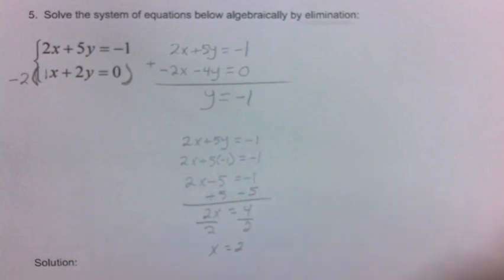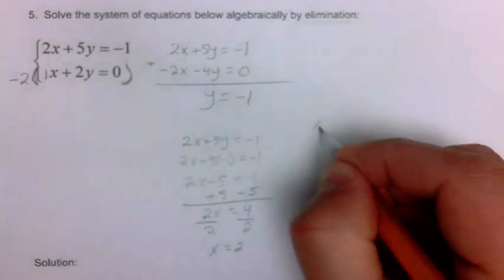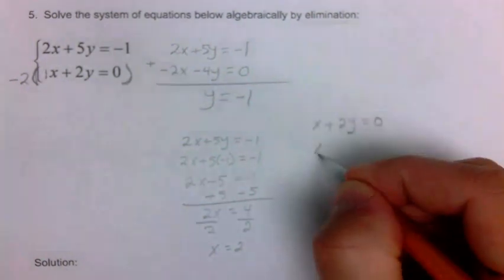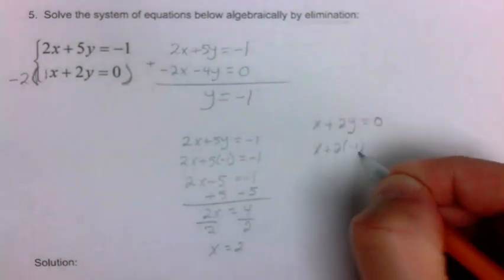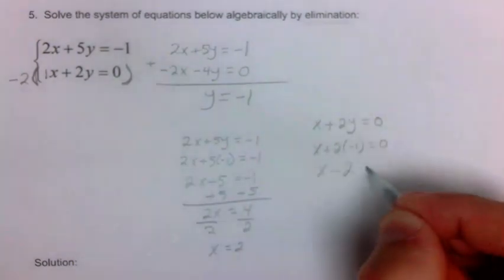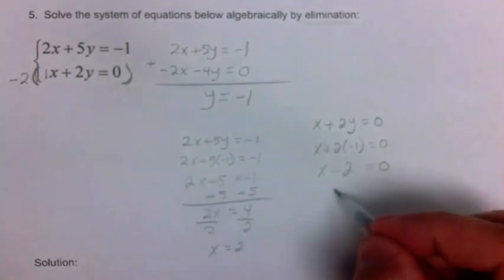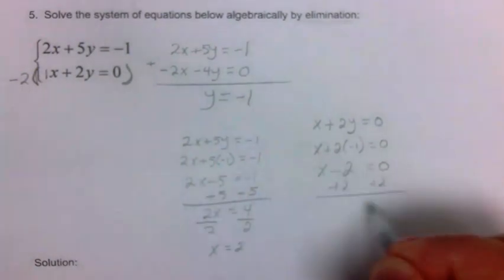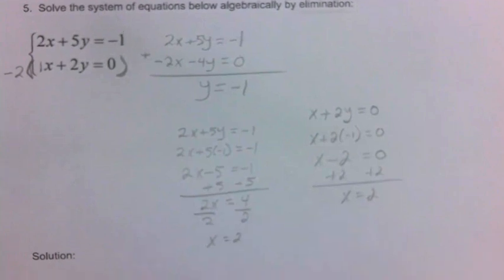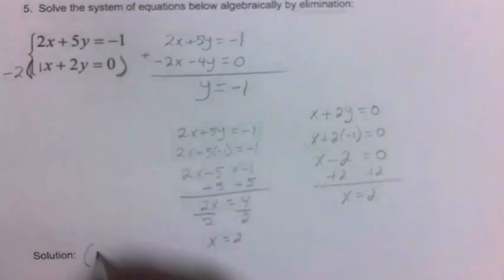With the other equation in the system, it said that x plus 2y is 0. Y again was negative 1, so we can substitute that in. 2 times negative 1 is negative 2. X minus 2 equals 0. And simply add 2 to each side to get, again, that x equals 2. So for the solution to this system, x is 2, y is negative 1. 2 comma negative 1 is the solution.